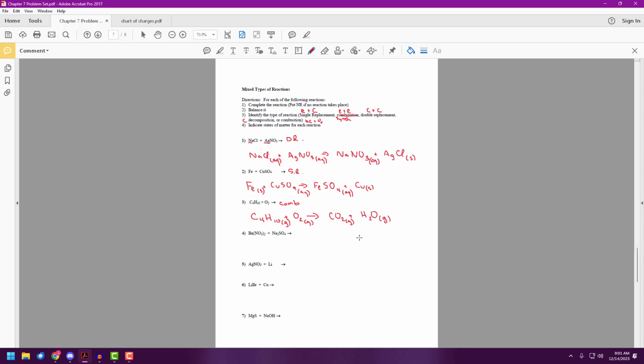This is the combination of everything we've been doing for the last couple of weeks. This is what your test will probably look like. I'll give you reactions or reactants and ask you to write out the full equation.